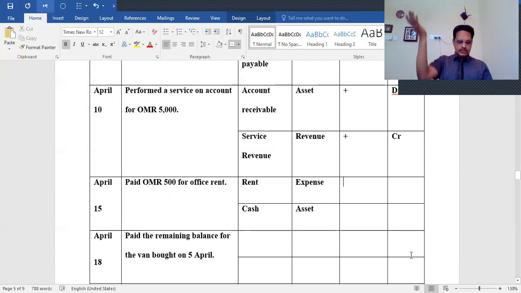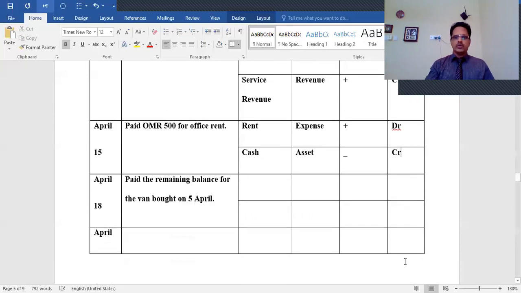Your expense is increasing, so expense increases, and your cash or asset decreases whenever you are making a payment, an expense. In any type of expense, when payment is made, your cash position decreases, so minus. Now expense increase means debit. Asset or expense increase means debit, decrease means credit. So this is the rule. The rule is very clear now.